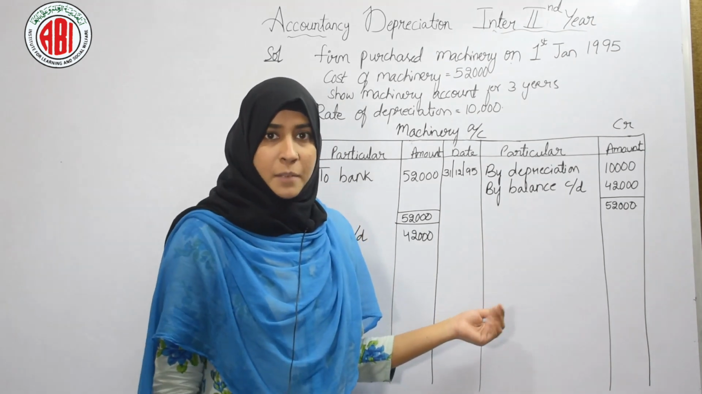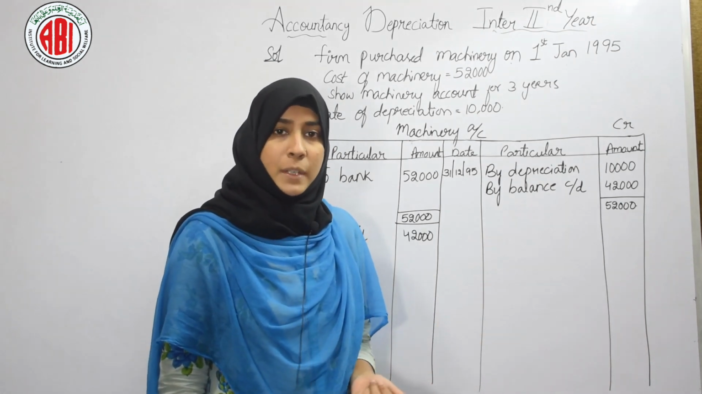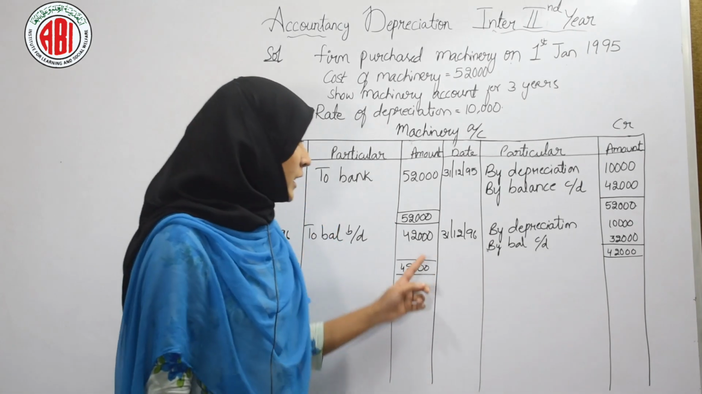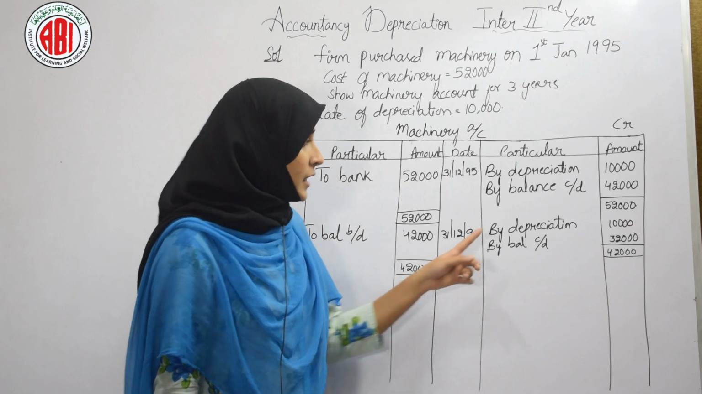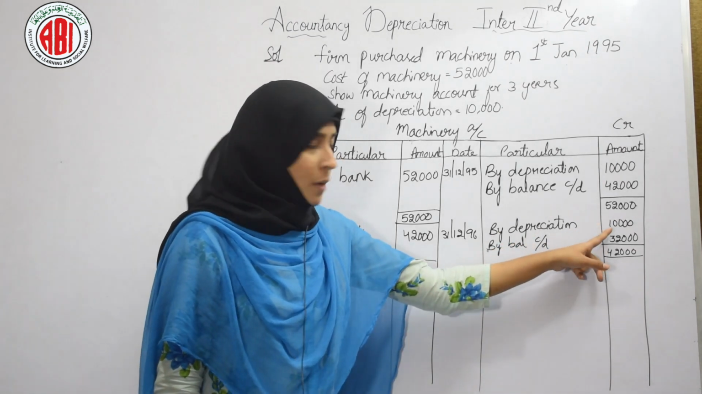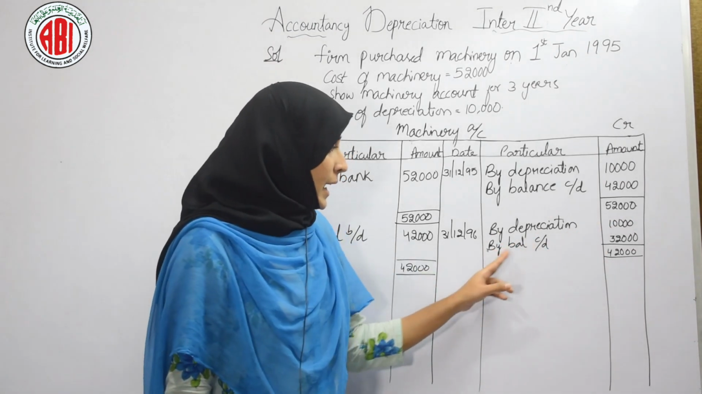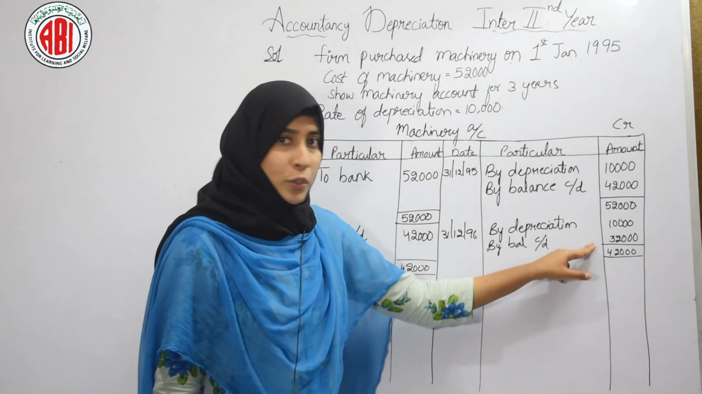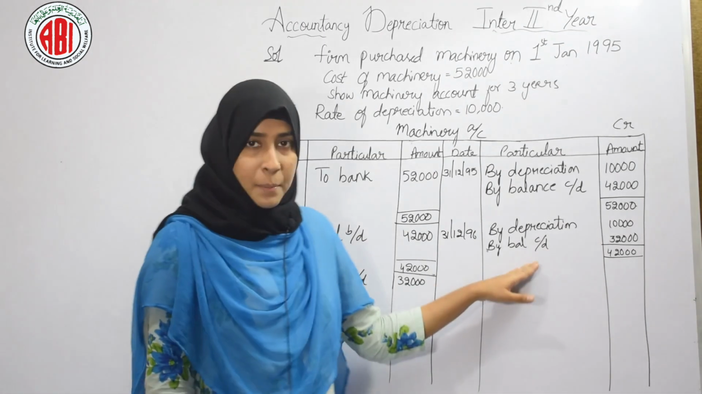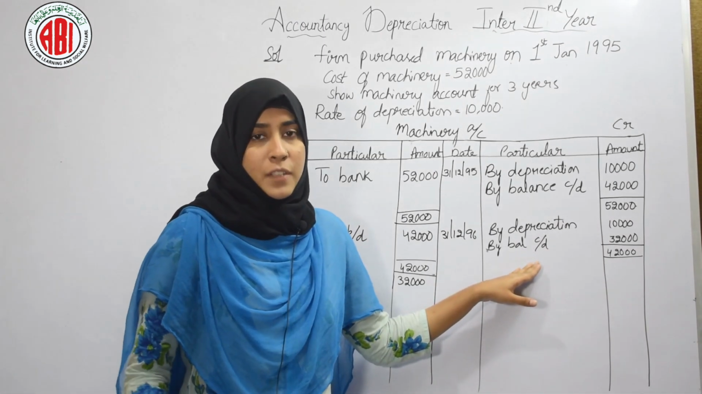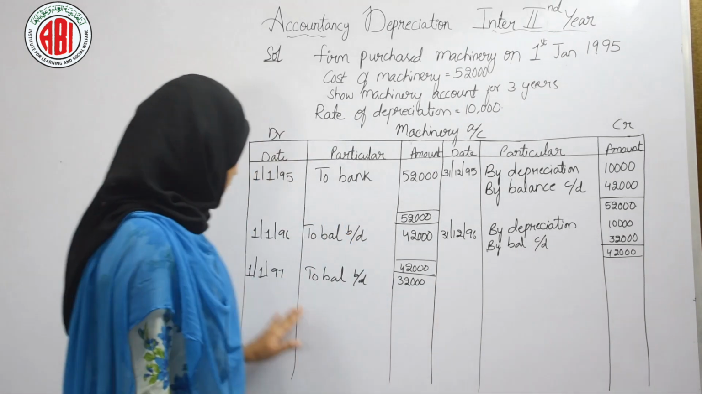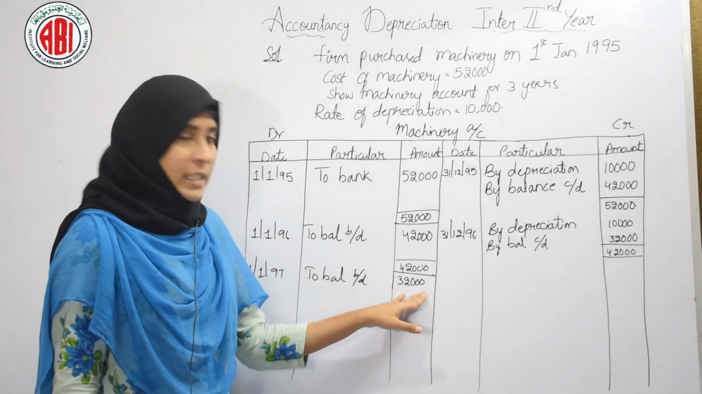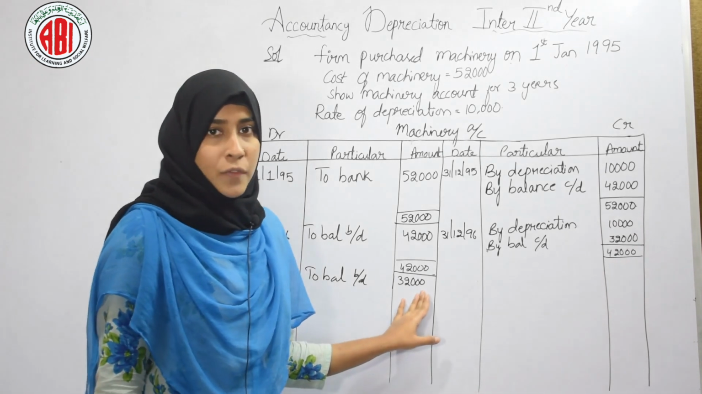Since this is the straight line method, the rate of depreciation will be same for every year. Here again we are providing depreciation for the year 1996. By depreciation, that is the amount 10,000, and the balance to be carried forward to next year is 32,000. So the total will be 42,000. The same balance which is carried down here will be transferred to next year, that is 1997, to balance brought down 32,000 rupees.